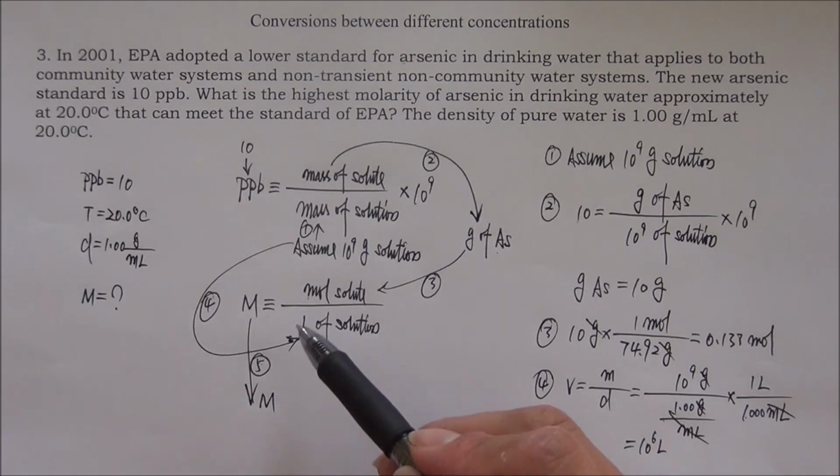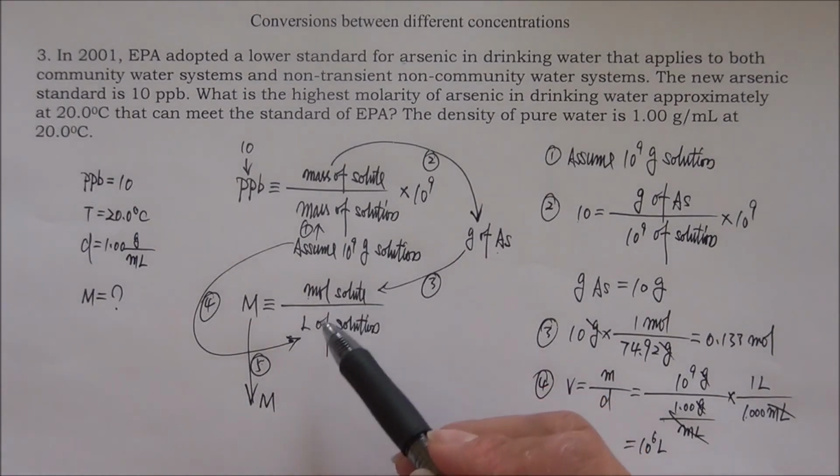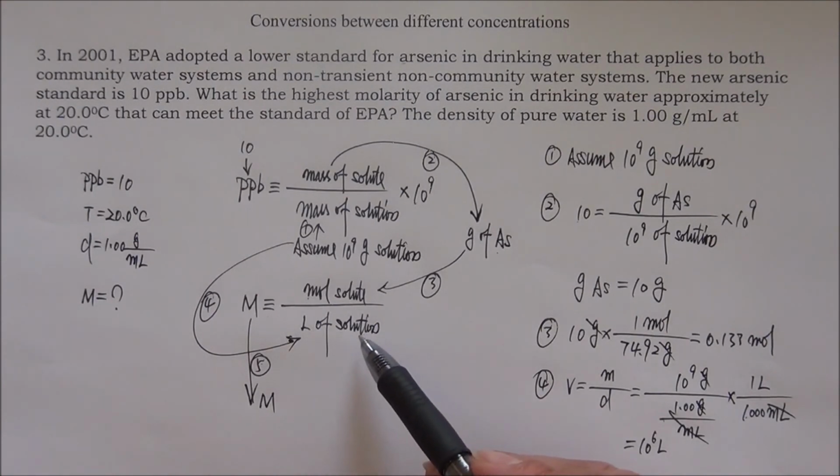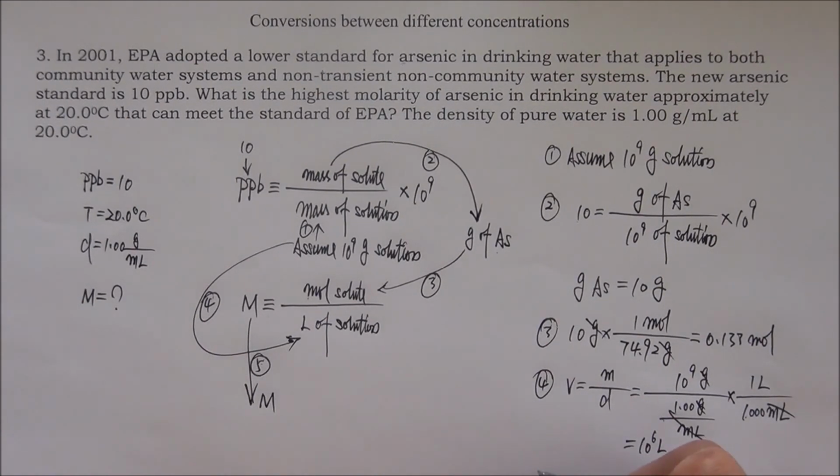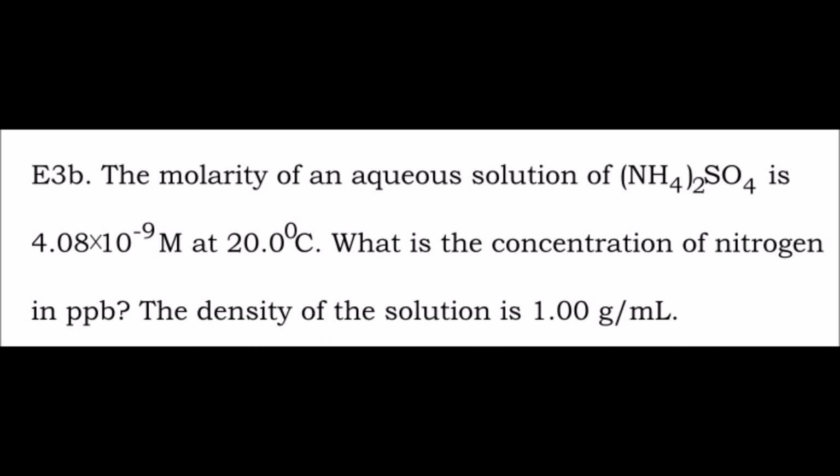Then we will plug in the moles of arsenic and the liters of the solution into the definition of the molarity. We will calculate the molarity. Can you follow my example to work out this problem by yourself?